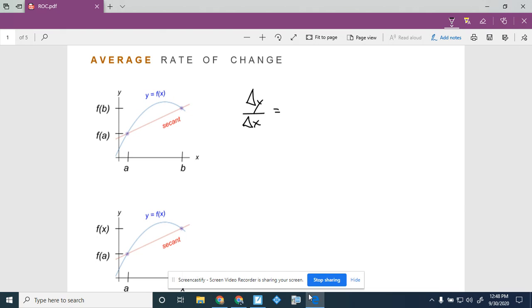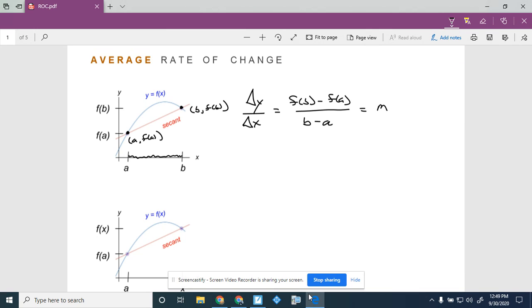So if this is the point b comma f of b, and this is the point a comma f of a, and I want the average rate of change of this function over this closed interval, I just find the slope of the line that goes through these two points. And that line has a name. It's a secant line. So it'd be change in y, so f of b minus f of a, all over b minus a. And that's the formula, right?